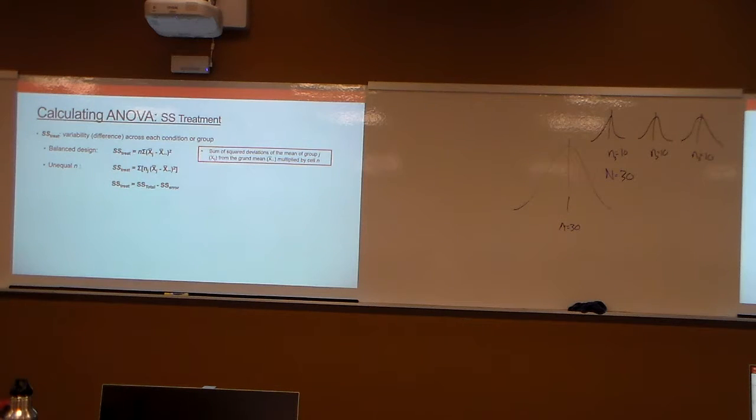For unequal sample sizes, we have to weight those differently because there are different numbers of people in each group. Here, same thing: I take my group mean, subtract it from the grand mean, square that, and multiply by the number of people in that group. Then for group 2, the group mean minus the grand mean, squared, multiplied by the number of people in that group, and so on and so forth. Add those up for my unequal n.